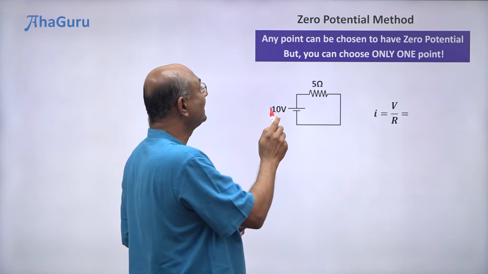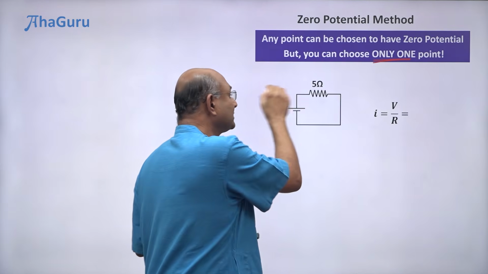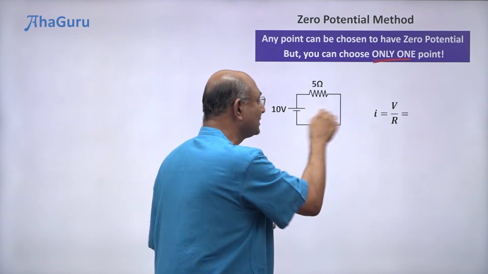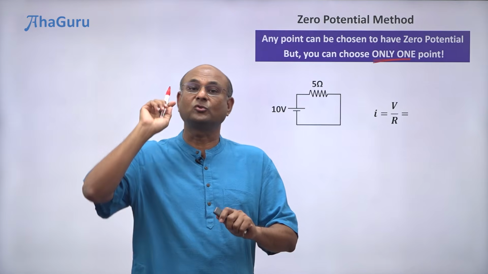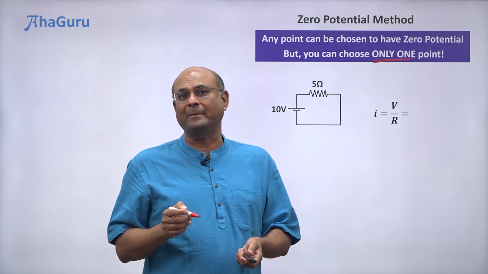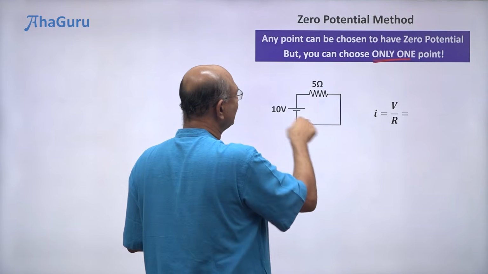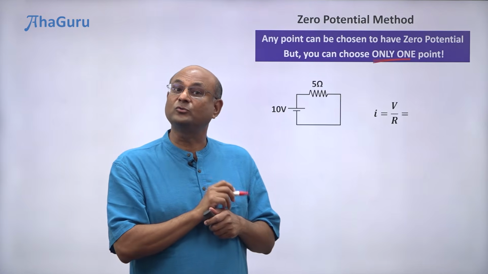But remember, you can only choose one point. You cannot say, I'll make this potential 2 volts, that potential 0, this potential 3 volts. No. You can choose one point and decide its potential. Usually, I'm going to recommend that you decide its potential to be 0. Okay, so let us look at this circuit. Let us see how people usually solve it.